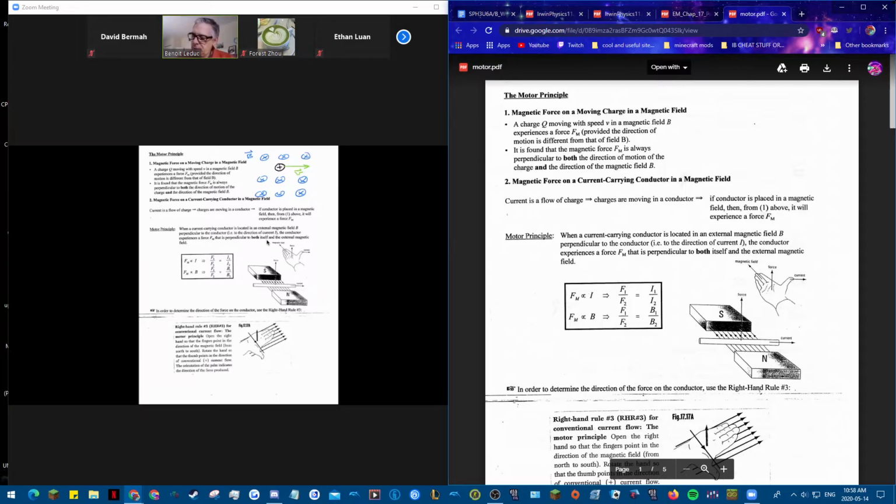So let me see here. All right, so what will happen here, let me get this right, I don't want to make a mistake. So this charge here will experience a magnetic force that will be exactly upwards, that is 90 degrees perpendicular. So they experience a magnetic force upwards.